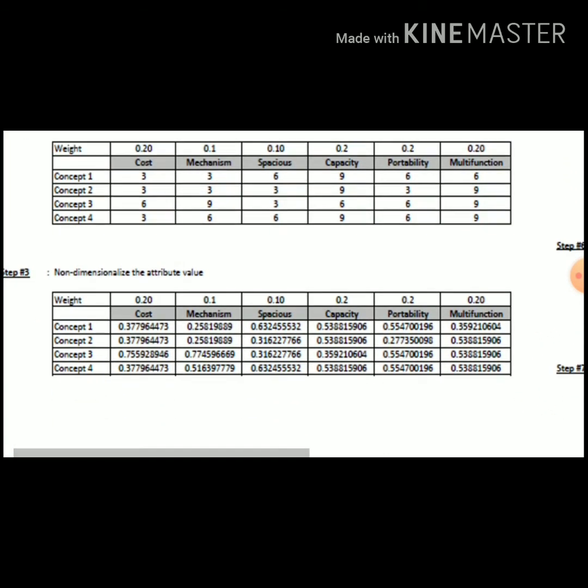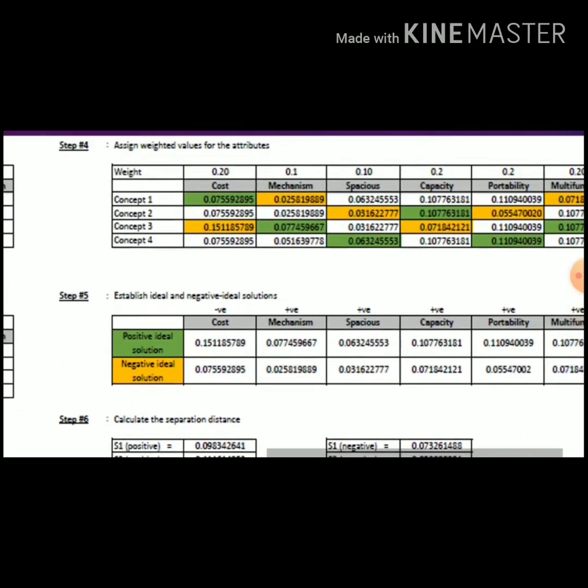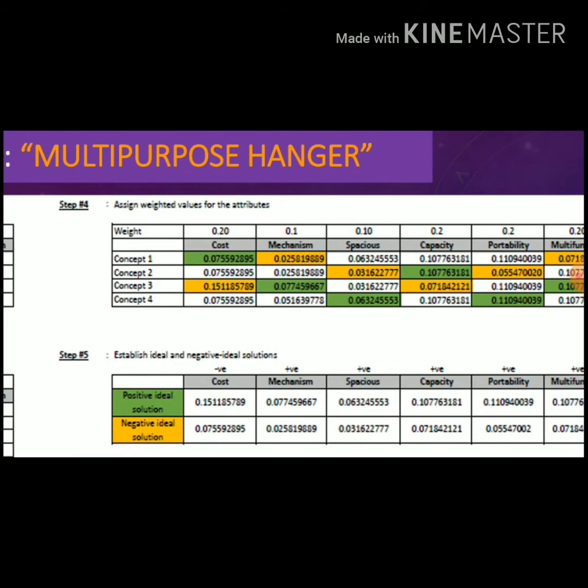we go for concept number 1, which is 0.37796, multiplied of course with the weightage assigned, and it will give a number of 0.07559.